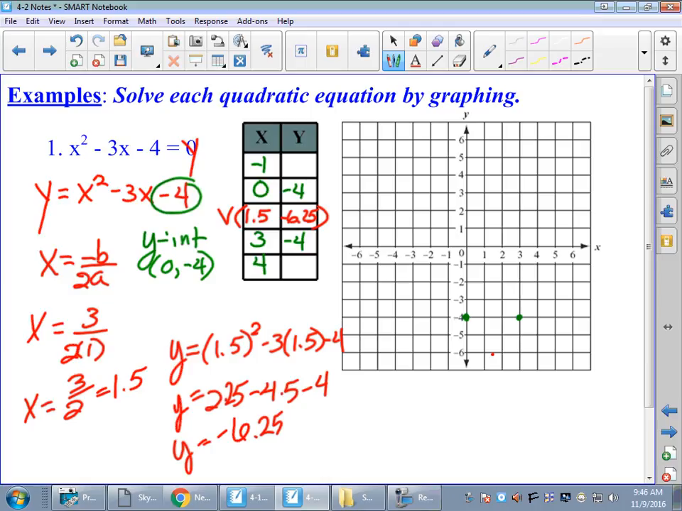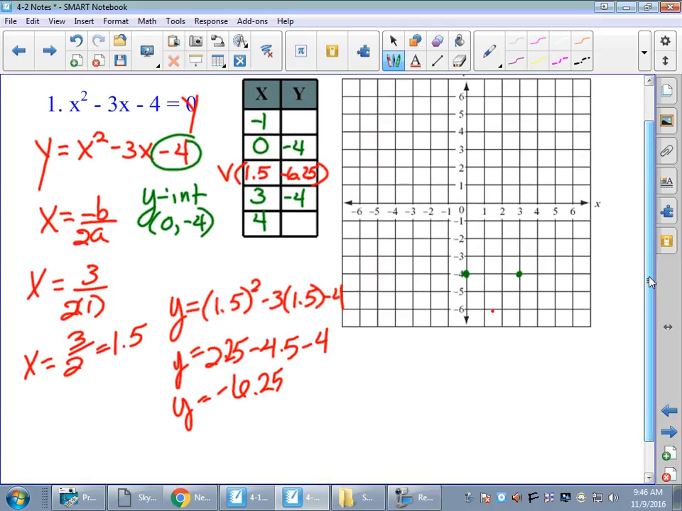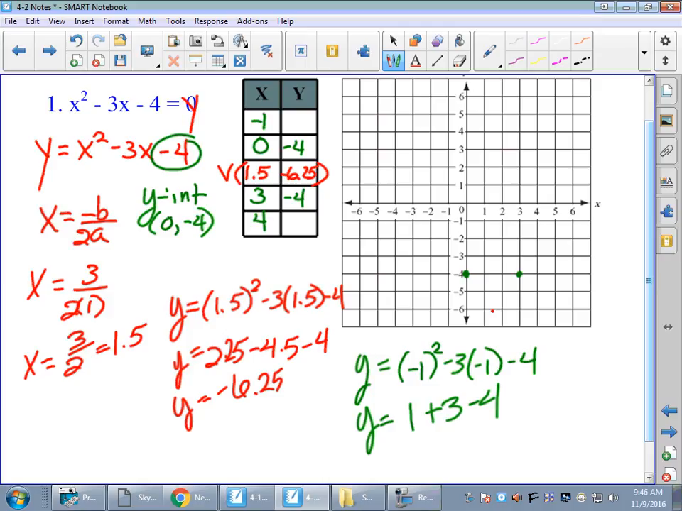So I can either plug in negative 1 or I can plug in 4. I'm going to use negative 1. So when I plug in negative 1, I square it. I use parentheses. Minus 3 times negative 1 minus 4. Negative 1 squared is 1. A negative 3 times a negative 1 is a positive 3 minus 4. Y is equal to 0. So negative 1 gives me 0 and 4 gives me 0.